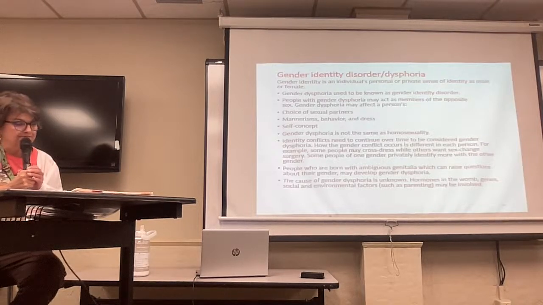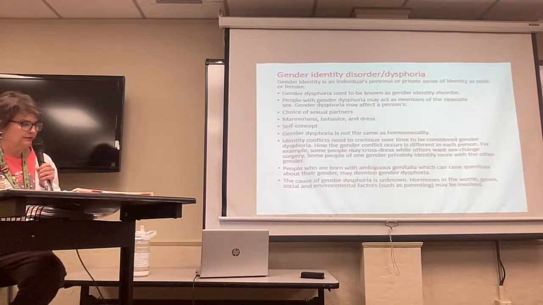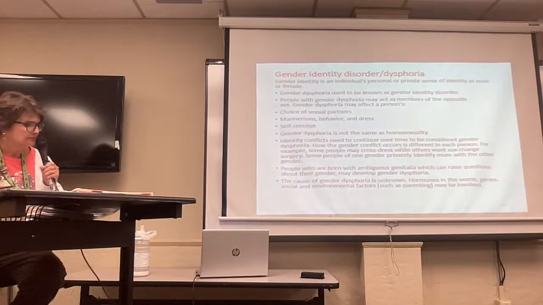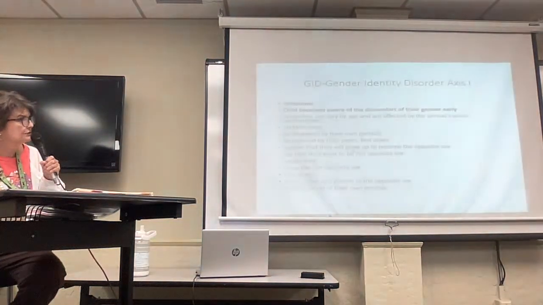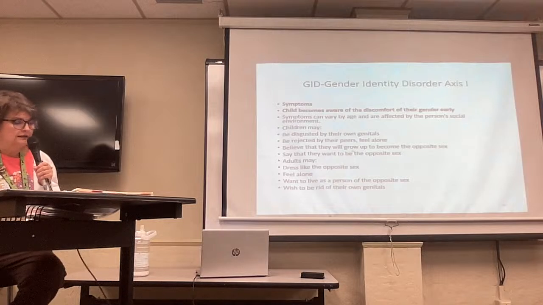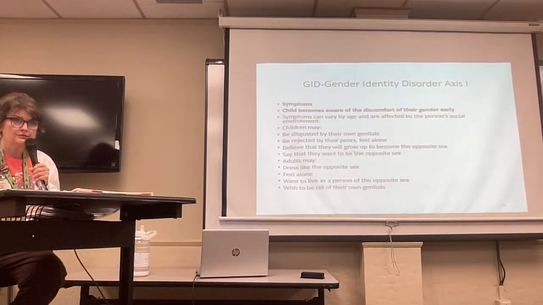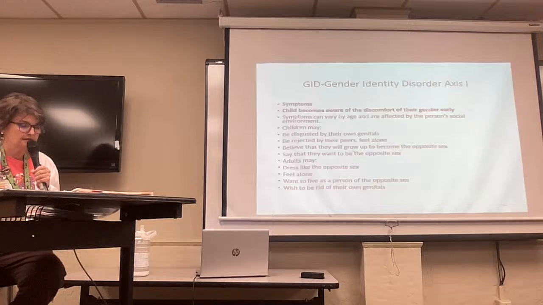So, how we might know that a child has gender identity disorder, which again is Axis 1. Symptoms can vary by age. Children may be disgusted with their genitals, be rejected by their peers and feel alone, believe they will grow up and become the opposite sex, say they want to be the opposite sex. As they become an adult, then they have more of a freedom to dress as the opposite sex.